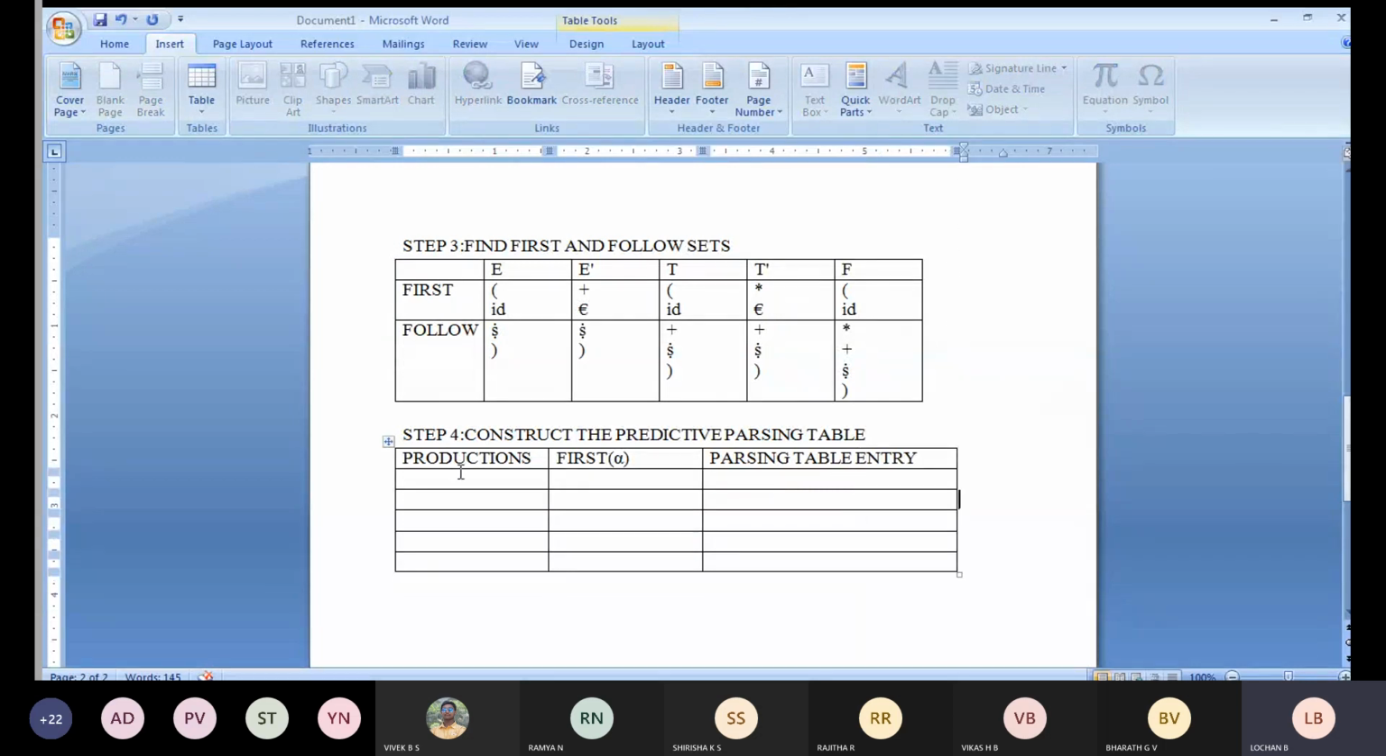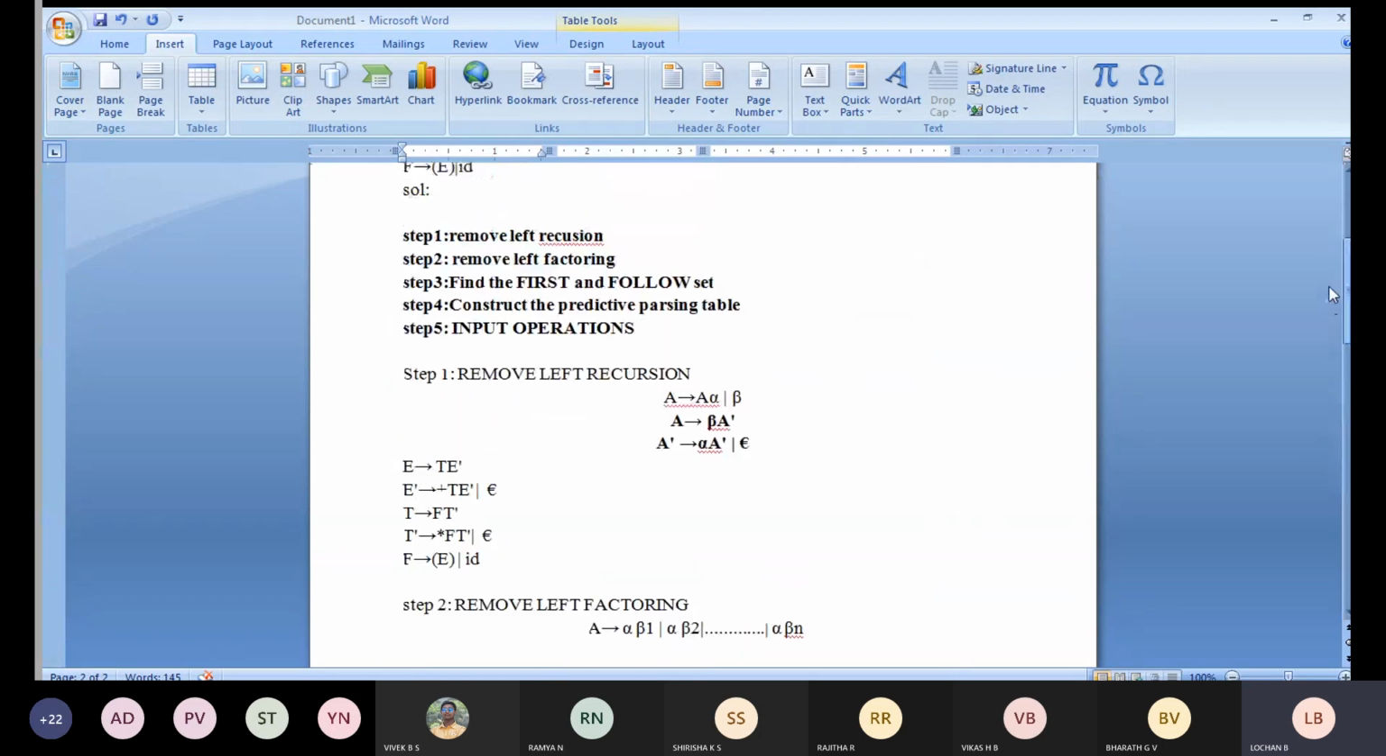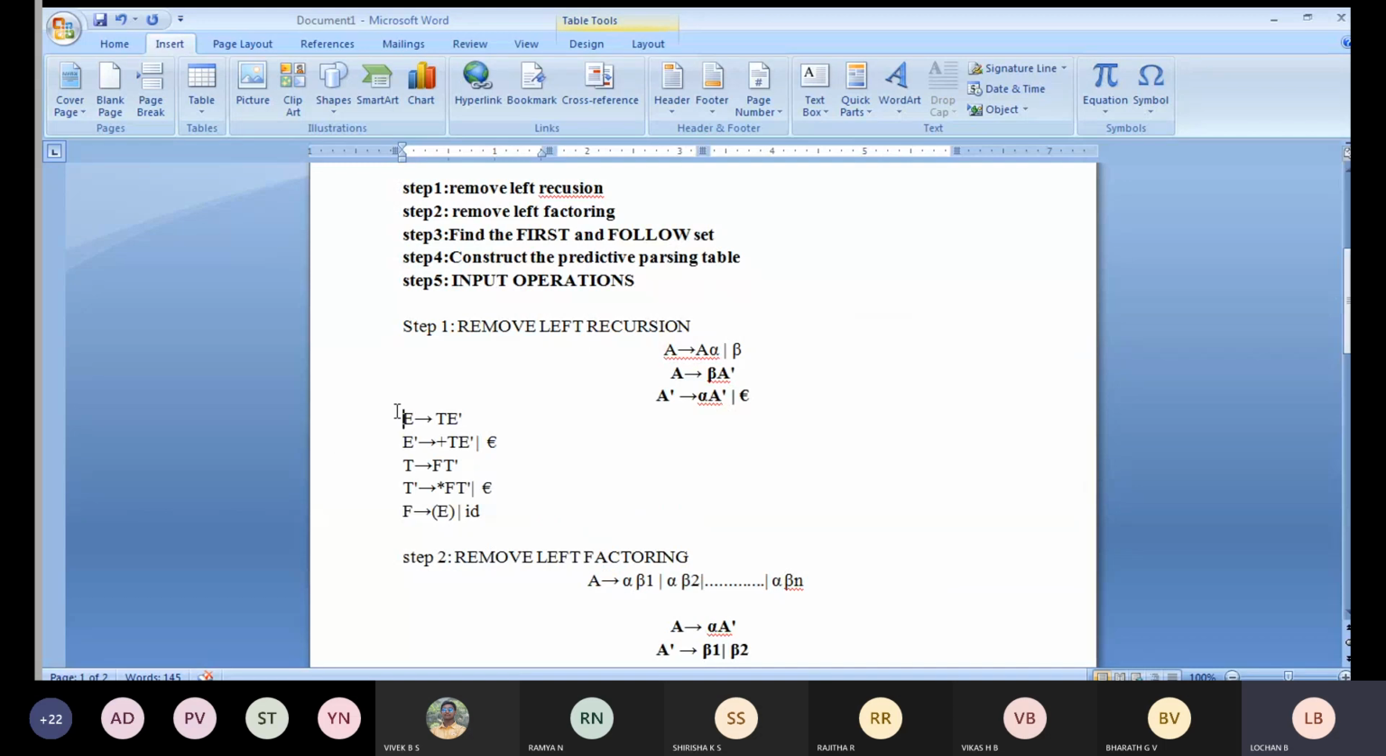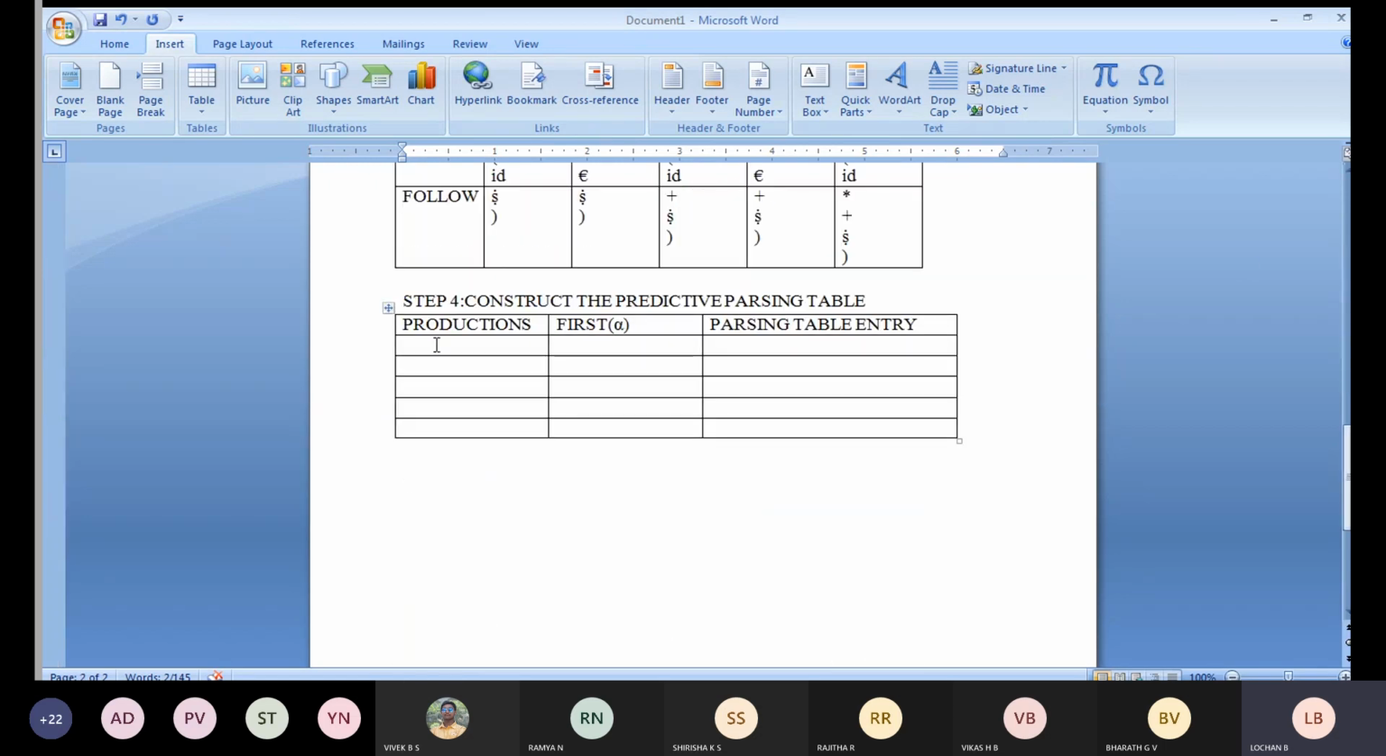See, in the production part, if you see the question, whatever production you are going to get, that is your production part here from your left recursion. First you got E implies TE dash. Once you eliminate the left recursion, that production you need to take in your parsing table. I'll repeat once again. Whatever the production you have written in your step 1, those particular productions I'm going to put in your predictive parsing table. Which is the first production here? That is E implies TE dash. That I'm going to put here, production.